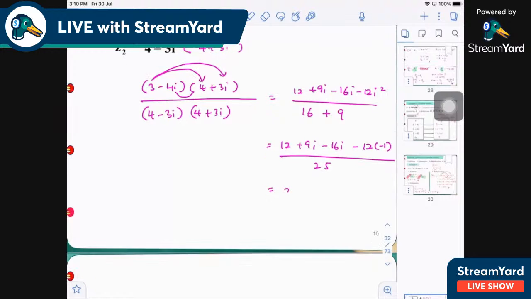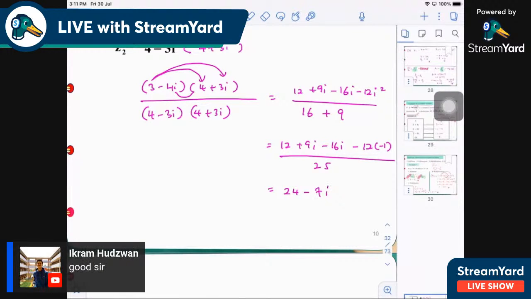Okay, hopefully you all managed to understand the numerator over 25. So when I write down the final answer, it is 24 over 25 minus 7 over 25 i. Can you understand until here, everyone? Anybody got any question so far?